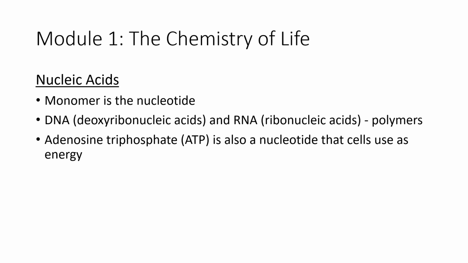Nucleic acids. The monomer for a nucleic acid is called a nucleotide. I'll show you a picture in a minute. You're probably familiar with DNA and RNA, deoxyribonucleic acid and ribonucleic acid. DNA is double-stranded. These are the polymers. Adenosine triphosphate, or ATP, is also a nucleotide, and it's very important because it's what our cells use for energy, and we'll talk about that in the section devoted to energy.